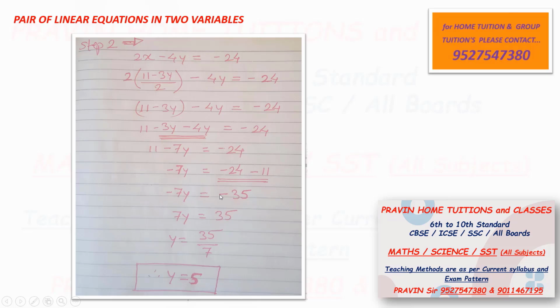Now this minus sign on both sides will get cancelled. Here is minus, here is also minus, each one term, so the minus sign gets cancelled. So now 7y is equal to 35. Transpose 7 to this side. Here y is multiplied, and when we transpose it to the other side, it becomes division. So y is equal to 35 divided by 7. y is equal to 5.